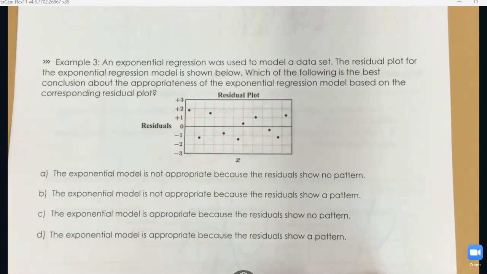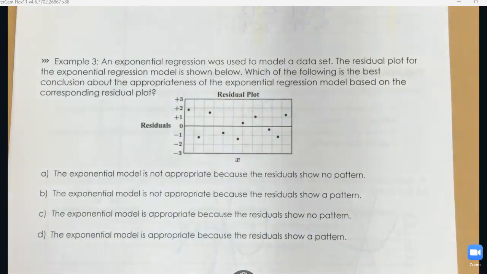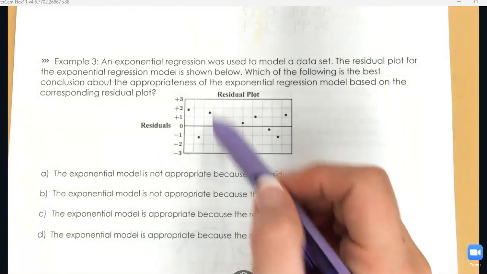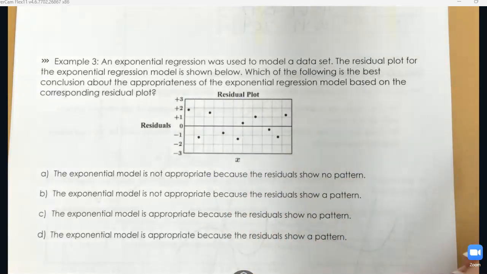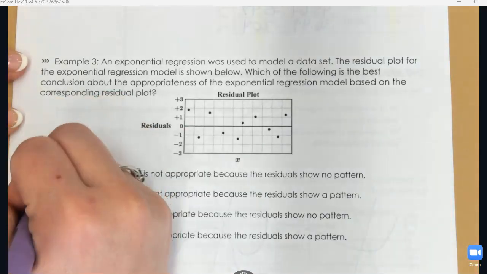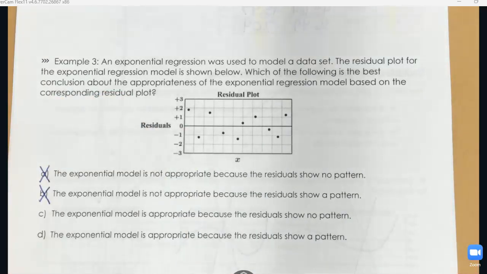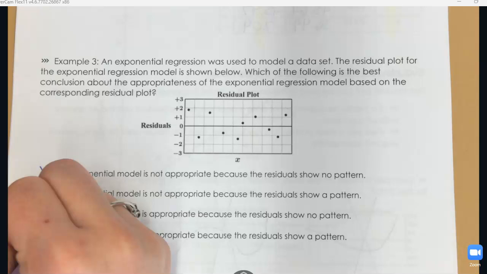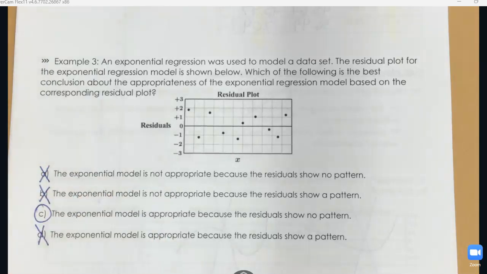And then last but not least, we've got this exponential regression was used, and here is our residual plot. And it looks like a smattering of points all over the place that is totally random, so we know it is appropriate, so I can eliminate A and B again. And now we just have to match the correct answer. Is it appropriate because the residuals show no pattern, or is it appropriate because the residuals show a pattern? Well, we just said it was random looking, no pattern, so C is your correct answer there. And that wraps up our first little introduction into regressions and residuals.